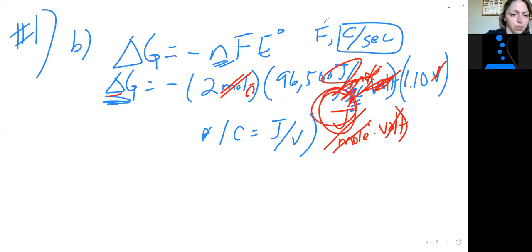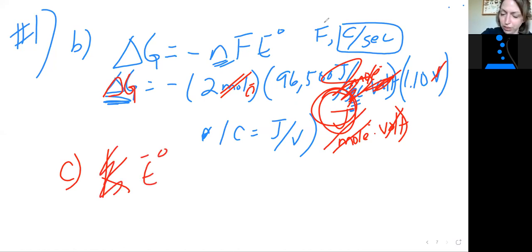So make sure that your units for delta G are indeed joules, and keep in mind it's going to be a really big number because then you would typically convert it to kilojoules. Now somebody had asked about letter C. What is the value for K? Just remember, you guys have another formula for that. It's given on your equation sheet.